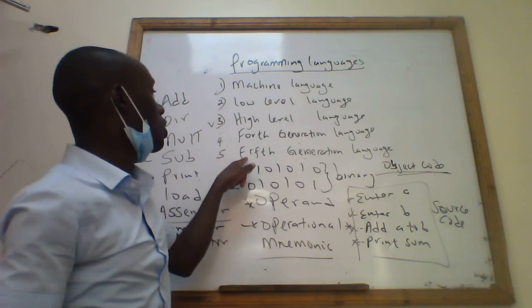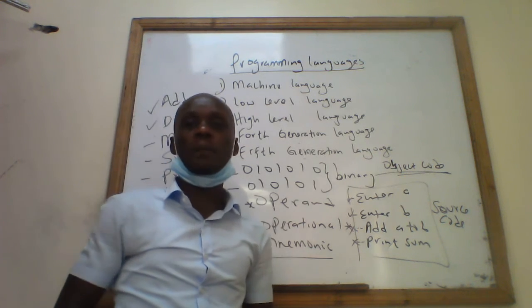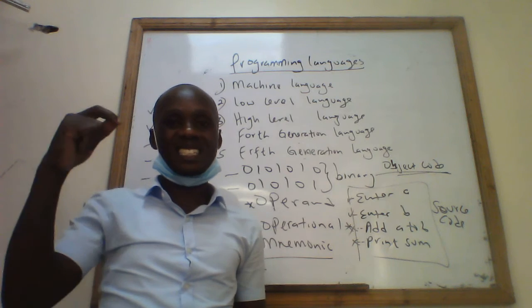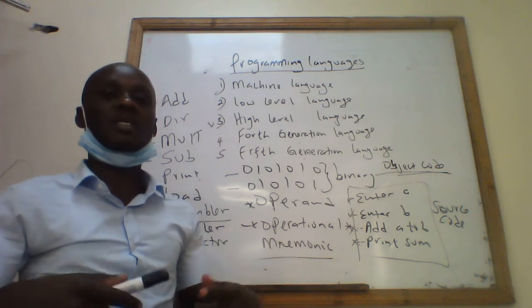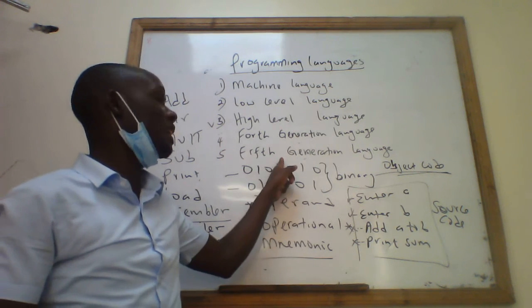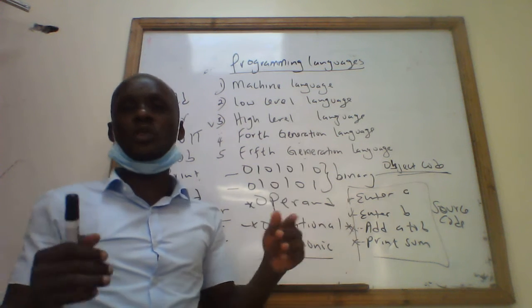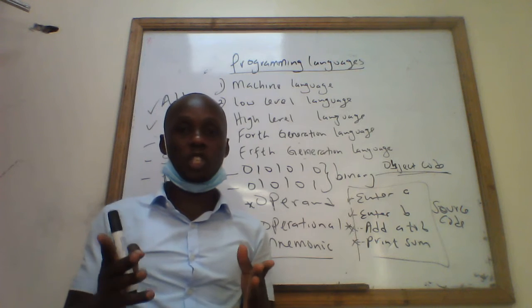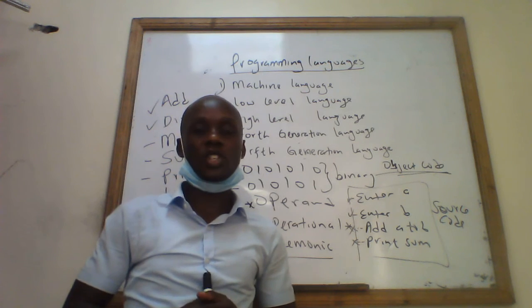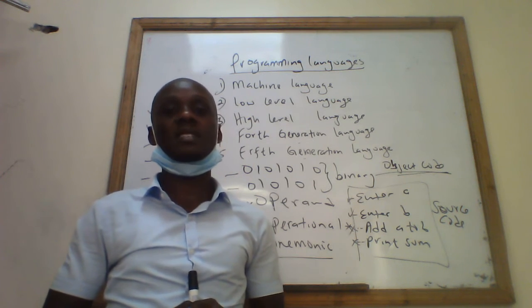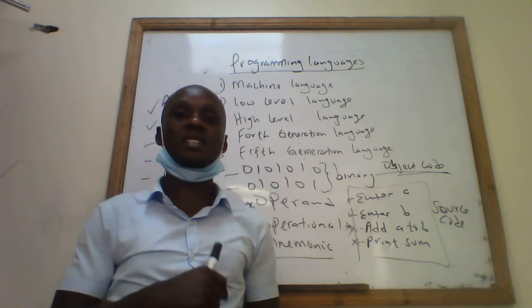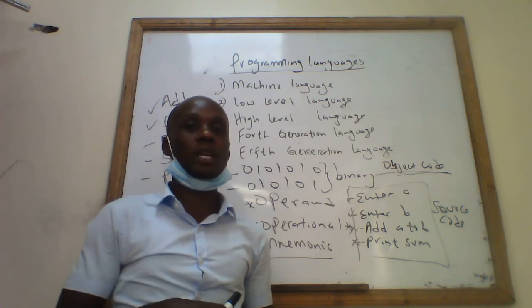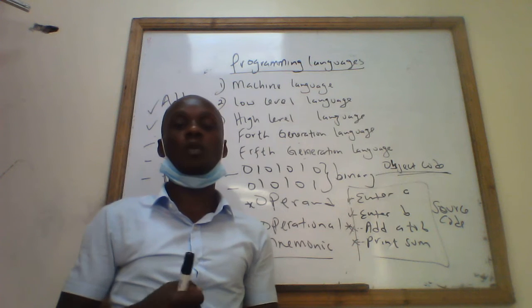Then lastly, we have fifth generation languages. Basically, these are programming languages that are still in a state of development. They are still being developed, but some are being applied. And those that are being applied are basically used in a field known as artificial intelligence. Artificial intelligence is a branch of computer science concerned with creating devices that behave like a human being, a device that can imitate human behavior.